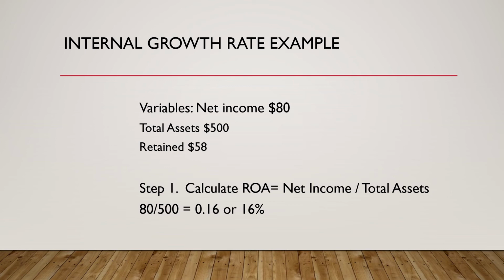The first step, number 1, is to calculate the return on assets. In case you need a refresher, the return on assets is simply the net income divided by total assets. In this example, we are given $80 as net income and $500 as total assets. So we simply divide 80 by 500, and that equals 0.16, or 16%.